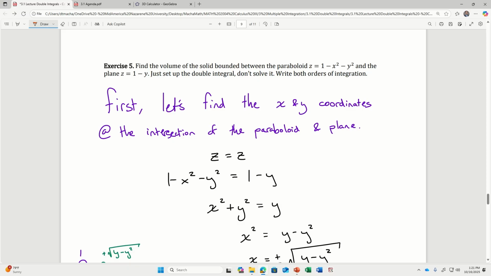So the reason why I want to figure out which is on top and which is on the bottom is because what I'm going to do is take the surface on the top and subtract the surface on the bottom to give me the difference, and that will give me the volume. So the paraboloid is going to be on the top.